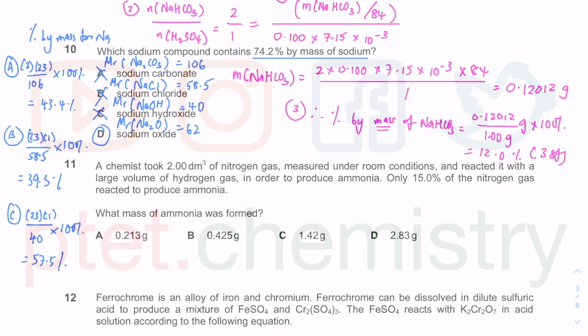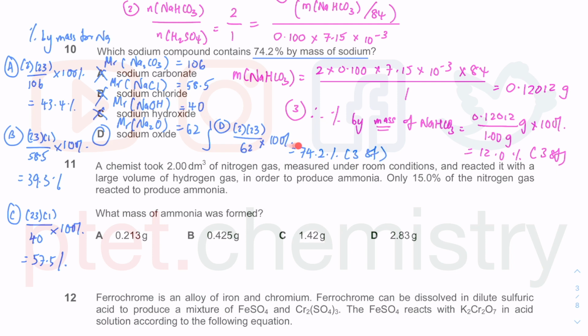Well, I'm going to check it now. If I have D, so what I have is 2 sodium, so 2 times 23 divided by 62 times 100%. So 23 times 2 divided by 62 times 100%, I get 74.19, which gives me 74.2% to 3 significant figures.